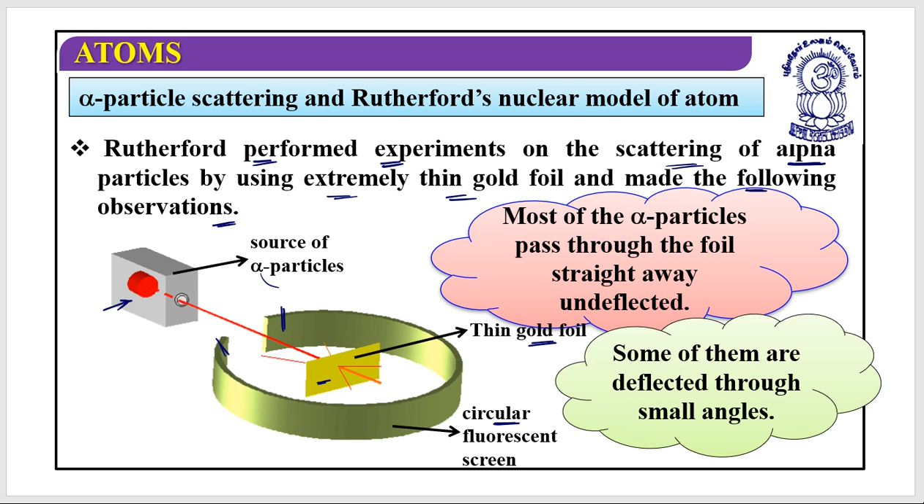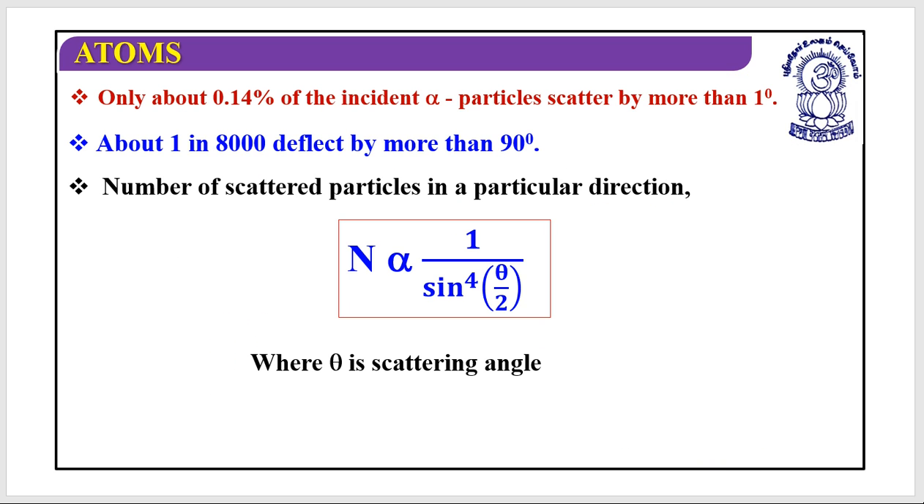He concluded that most of the alpha particles pass through the foil straight away, that means undeflected, while some of them are deflected through very small angles. When we talk about the numbers, only about 0.14 percent of the incident alpha particles scattered by more than 1 degree. It is a very small number. About 1 in approximately 8,000 deflect by more than 90 degrees.